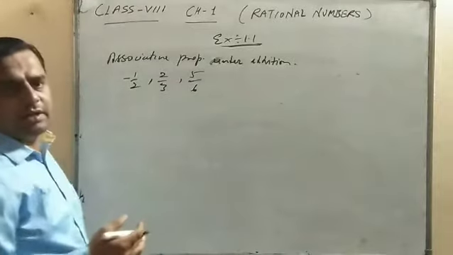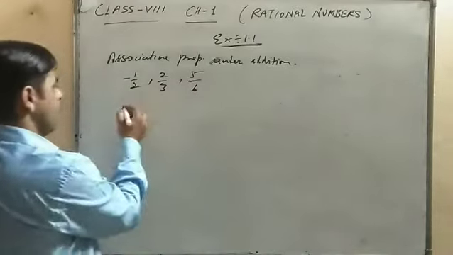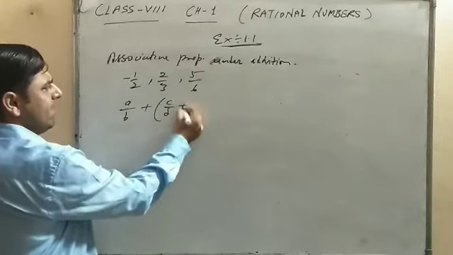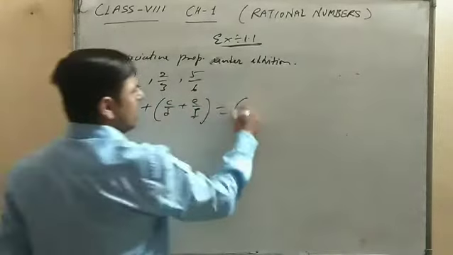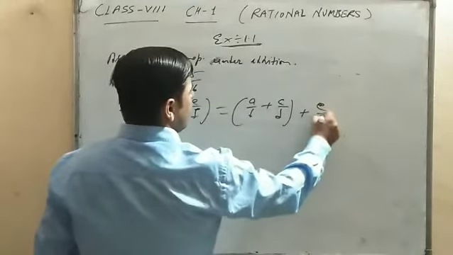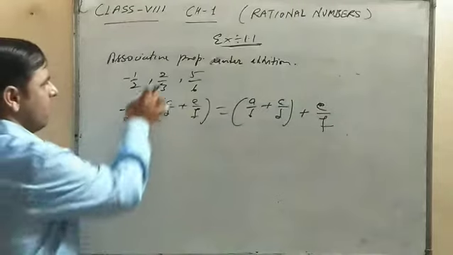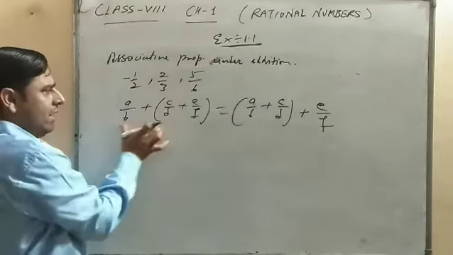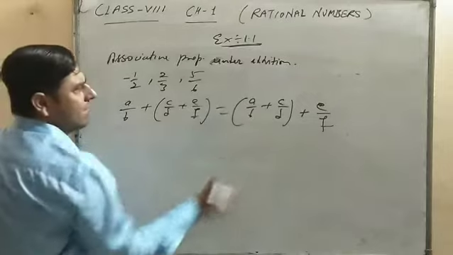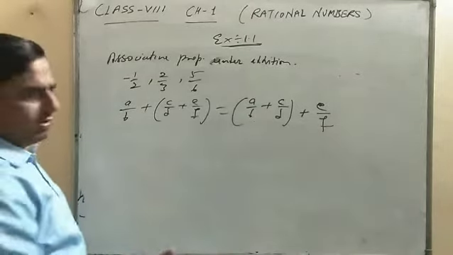So we know very well how we can apply the associative property. You know, a plus b in brackets of c by d plus e by f is equal to, in brackets, a by b plus c by d, plus e upon f. So we have to apply these rational numbers in this property. So we have to check whether the left hand side is equal to the right hand side, whether it will be satisfied or not.